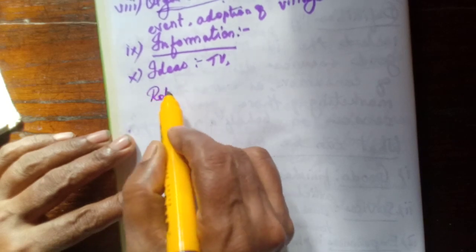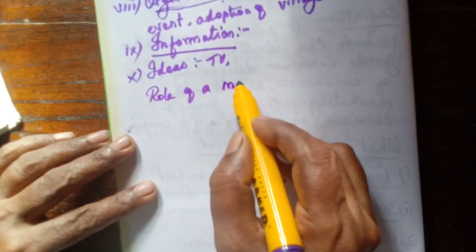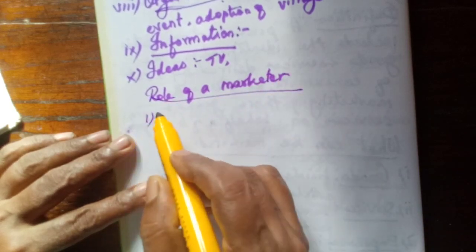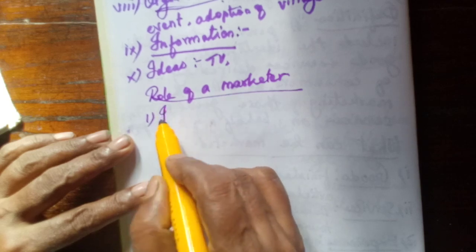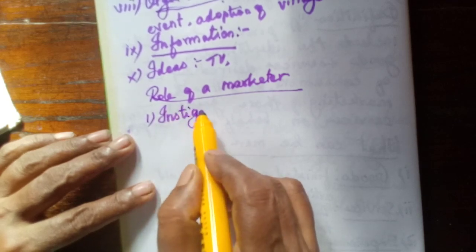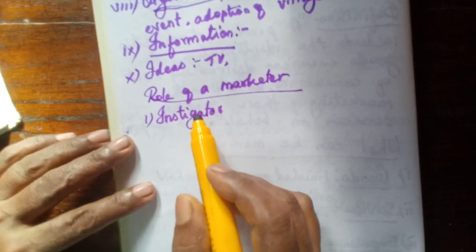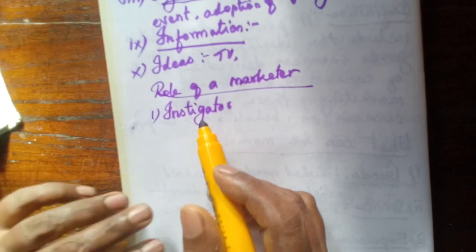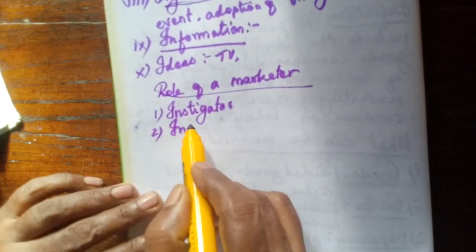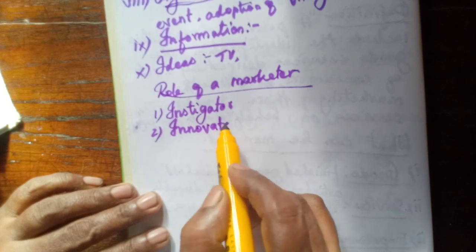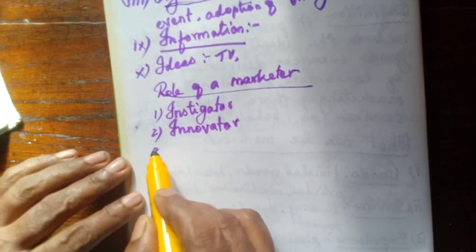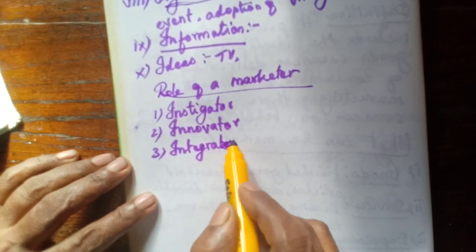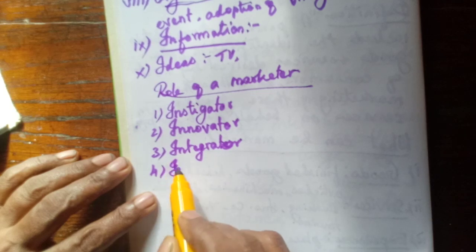Now the role of a marketer. Here four roles are there. Four roles he has to play. Okay, first one, instigator. Second one, innovator. Integrator. Implementer.